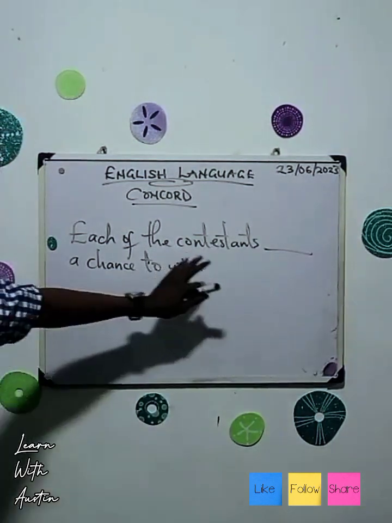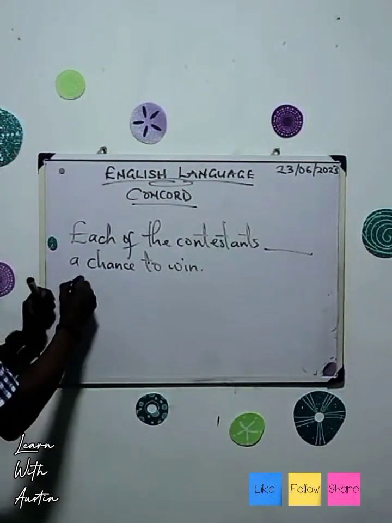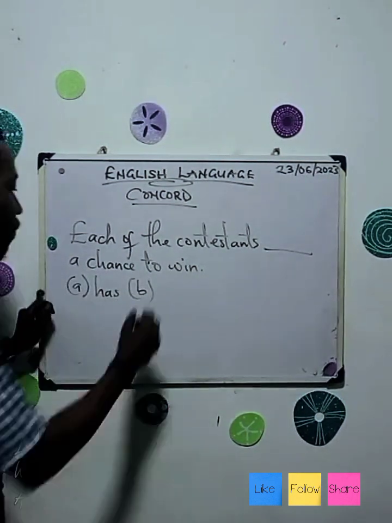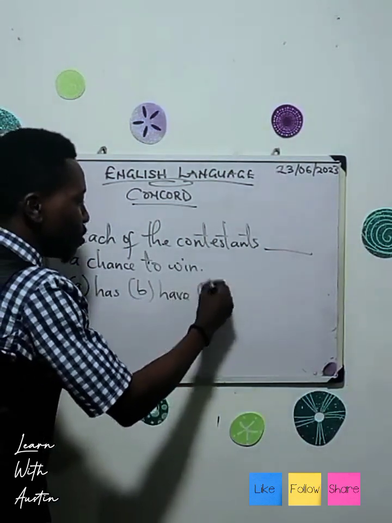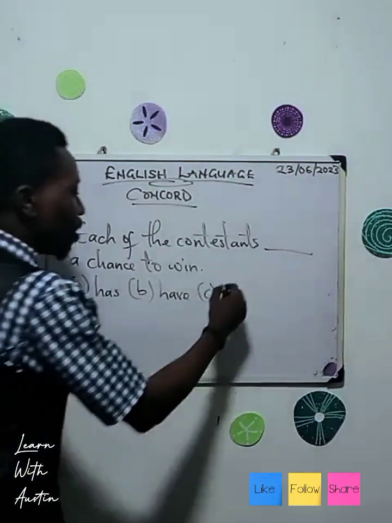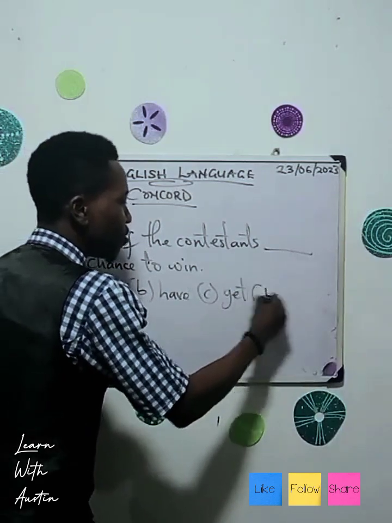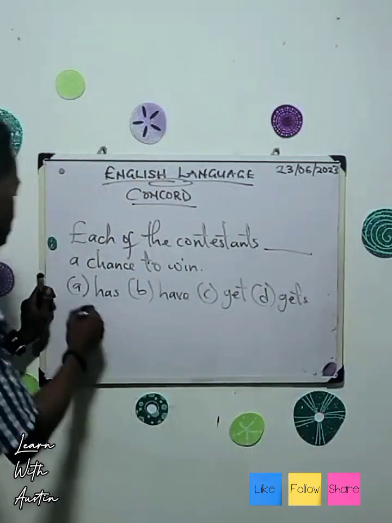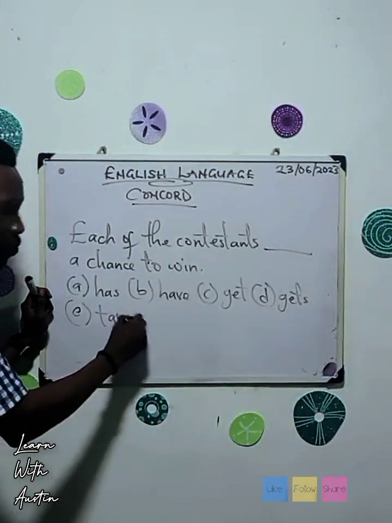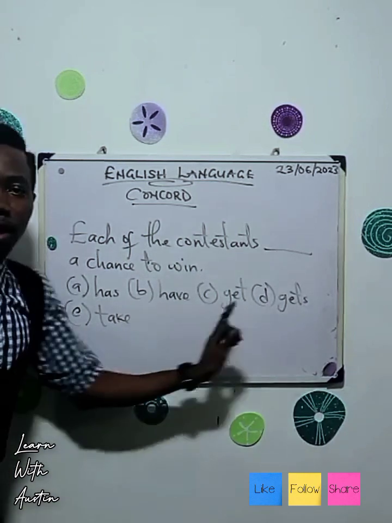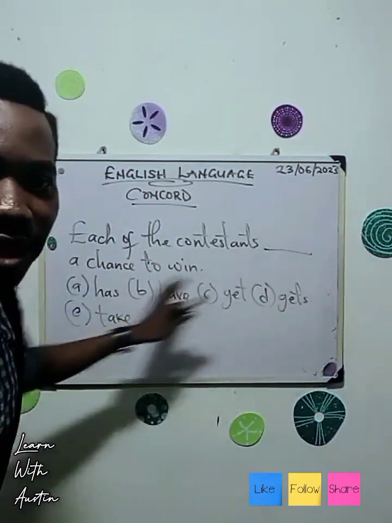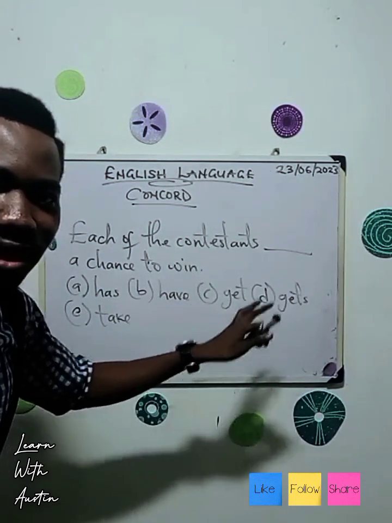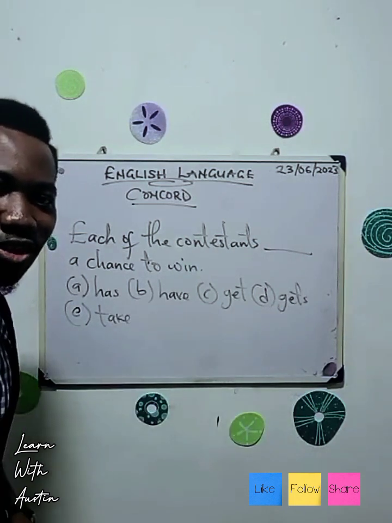Each of the contestants dash a chance to win. Options: A, has a chance to win. B, have a chance to win. C, get a chance to win. D, gets a chance to win. E, take a chance to win. Yeah, so those are options.